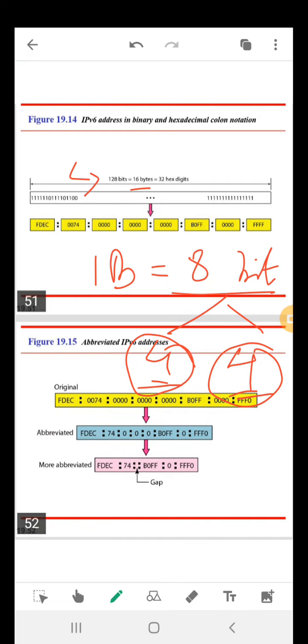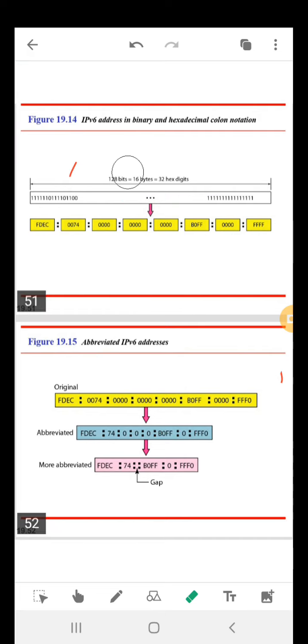So that means if we have 16 byte, then how many hexadecimal digits we will be getting? From 1 byte we get 2 hexadecimal digits. From 16 byte we will be getting 2 into 16, that is equal to 32 hexadecimal digits. Right? So how this 32 hexadecimal digit will be represented is, every 4 hexadecimal digit, which is equal to 2 byte, remember, every 4 hexadecimal digit will be separated by colon.